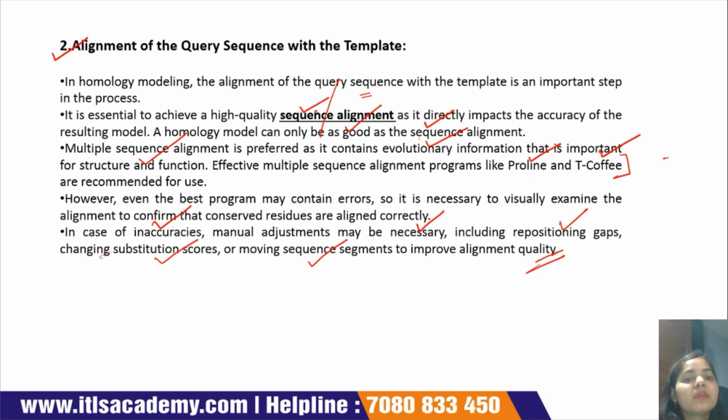Sequence alignment plays the most important role in designing a high quality model. The better the sequence alignment, the better the model or design. Sometimes we use a multiple sequence alignment. For performing it, we use Prank, T-Coffee, and Clustal Omega. These are the bioinformatics tools that are used to perform a multiple sequence alignment.